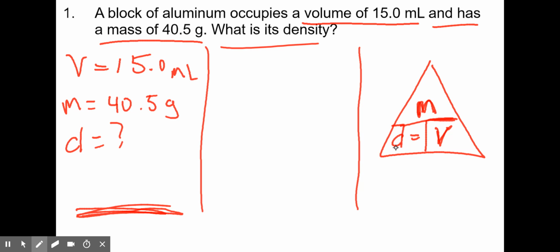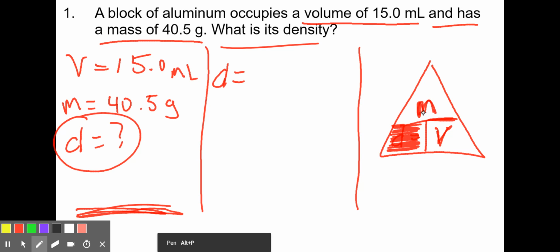So whatever you're trying to solve for, you cover up the thing we're trying to solve for, like density, cover it up on that triangle. I'll color it in here. And what are you left with? D equals whatever you're left with. And I'm going to switch colors here.